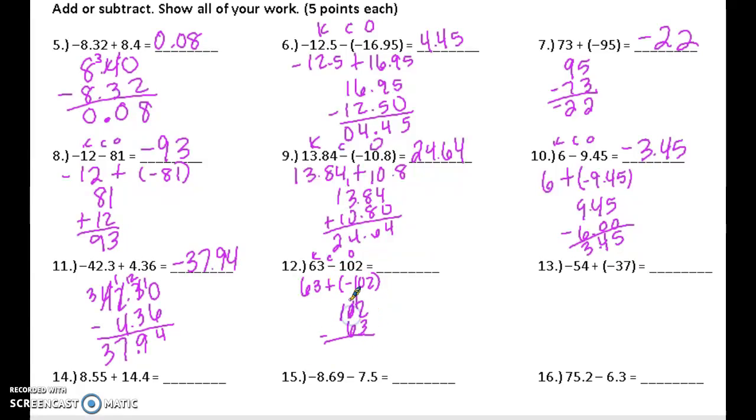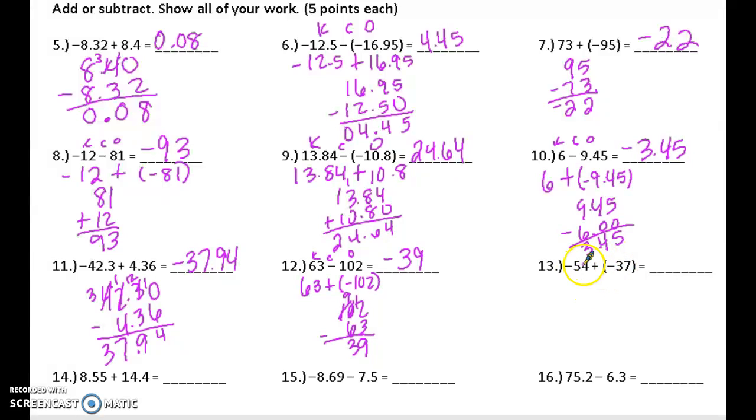I can't take 3 from 2, so I turn that into 12. I borrow. 12 minus 3 is 9. 9 minus 6 is 3. The number with the highest absolute value is negative, so it's negative 39.